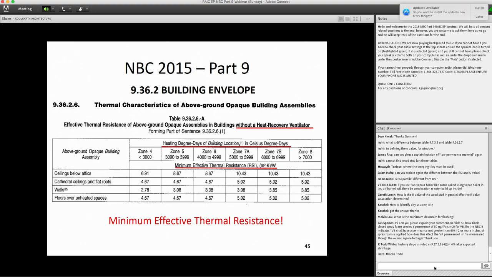Where must weeping tiles be used? Weeping tiles have to be used on a brick veneer wall assembly. When you have brick used as a cladding, you need to put weeping tiles. I'm sorry, I'm confusing weeping holes with weeping tiles. So where must weeping tiles be used? Sorry, that's the weeping tile.